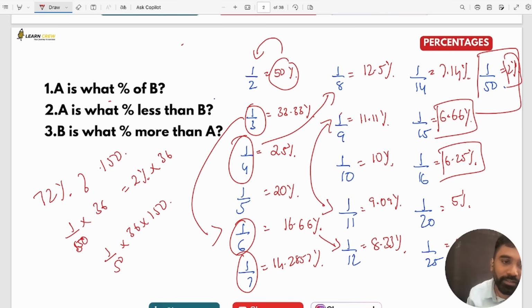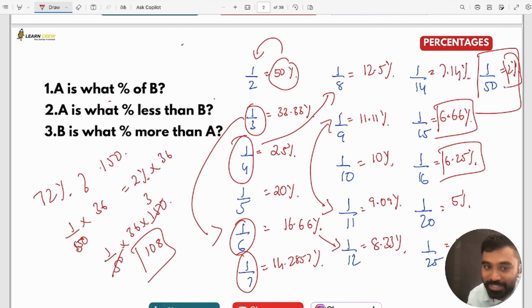So 1 by 50 into 36 into 150. 50 will go 3 times. 36 into 3 becomes 108. That's all. Answer done. As simple as that. Was it difficult? No. Absolutely fine.